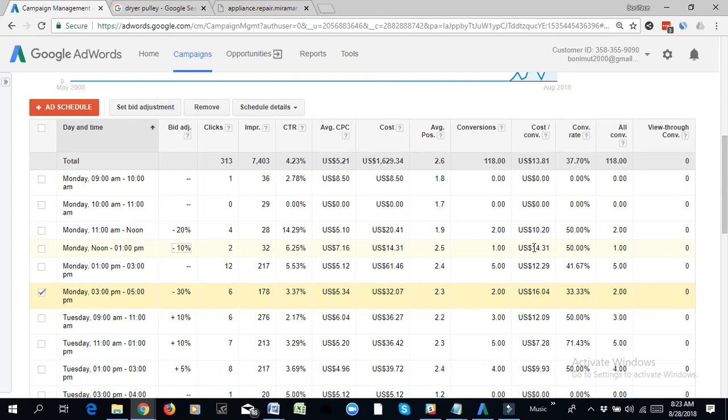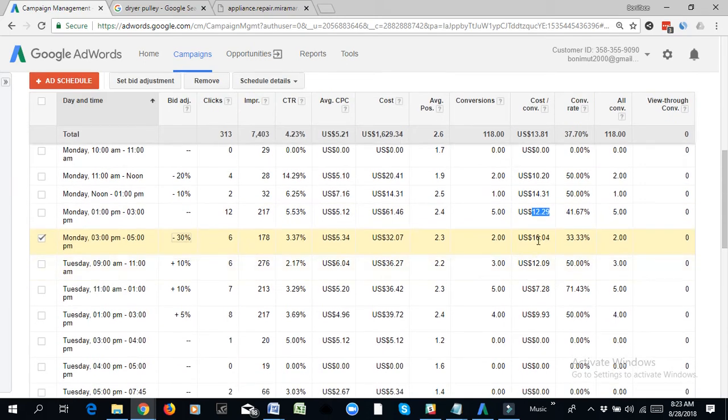And here we have 14.31, which is still okay, considering we have the negative bid adjustment there. 12 is okay the way it is. So for Monday we may not need to make any change. Okay, we have the last block time here, 16, with a negative bid adjustment of 30.